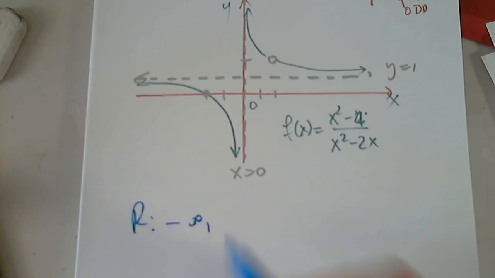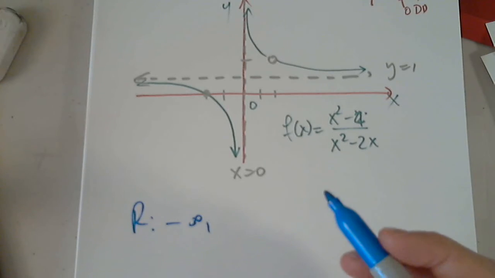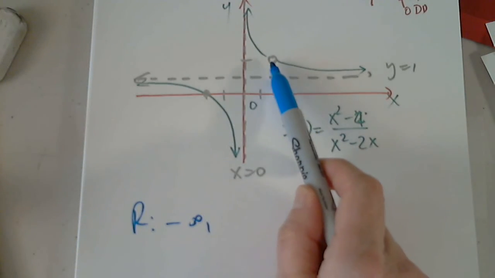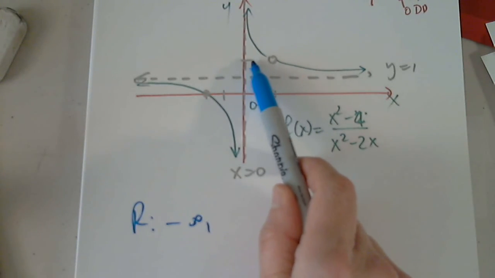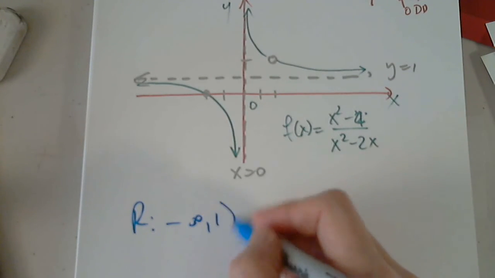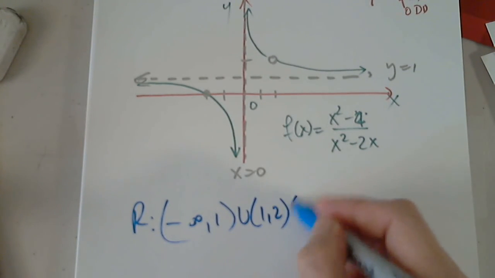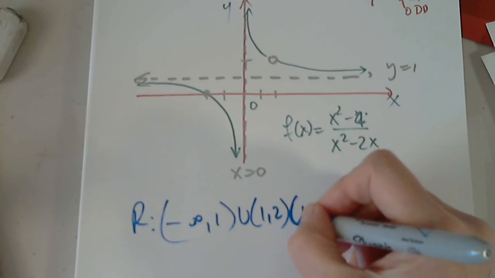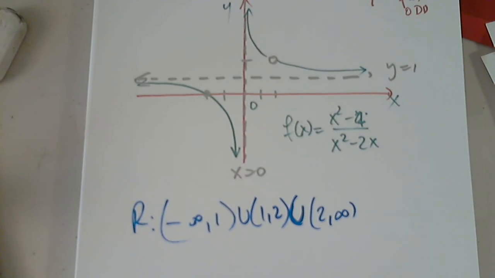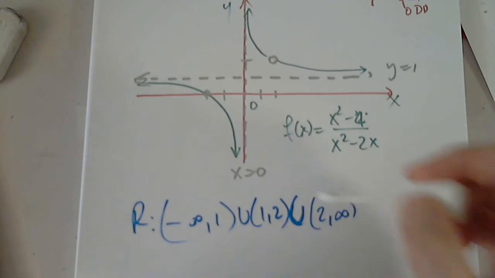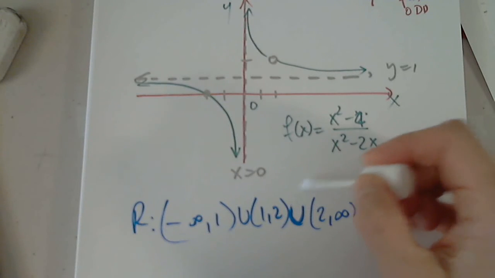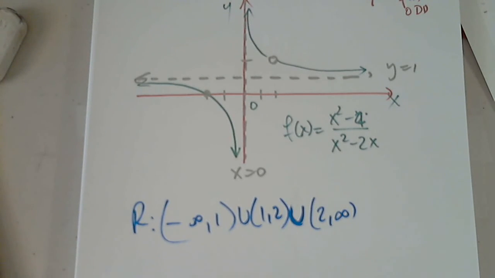Negative infinity. Yes. Yeah, all real numbers except 1. Right. Oh, right. And 2. Exactly. Oops. Yep. Except 1 and 2. Except 1 and 2. Yep.